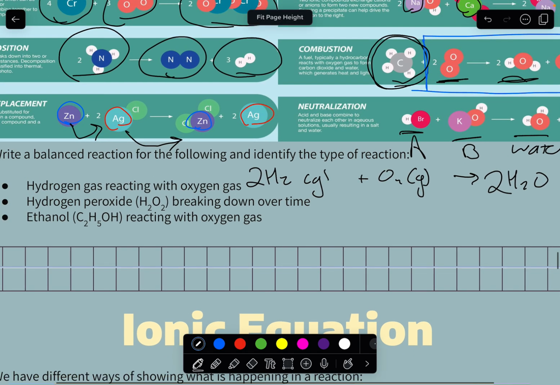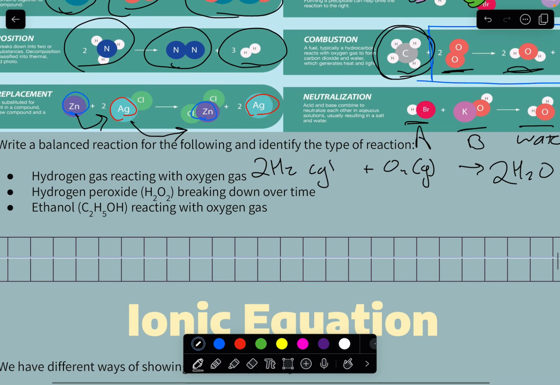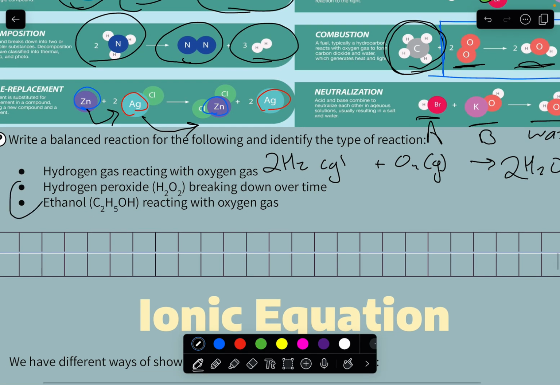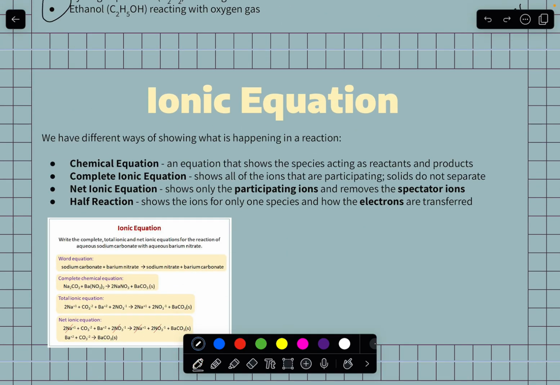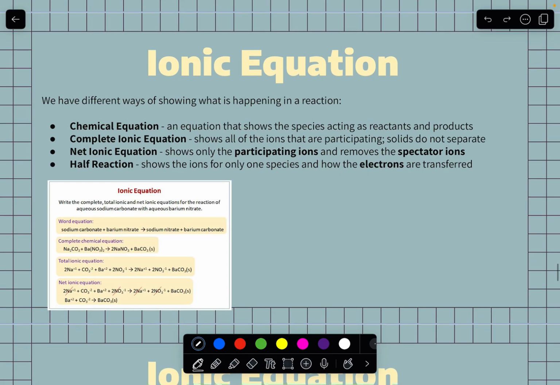I want you guys to try doing these other 2. Write these out, and make sure you balance the equations and have the symbols for if it's a gas, liquid, or solid. And then we're going to talk about ionic equations. Ionic equations are different ways to write a chemical reaction. So we have a chemical equation. That's what we just did. It shows everything that's happening in the reaction.